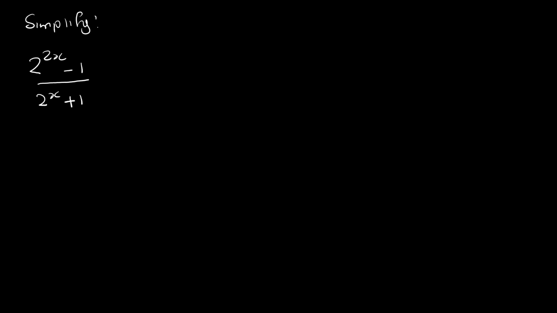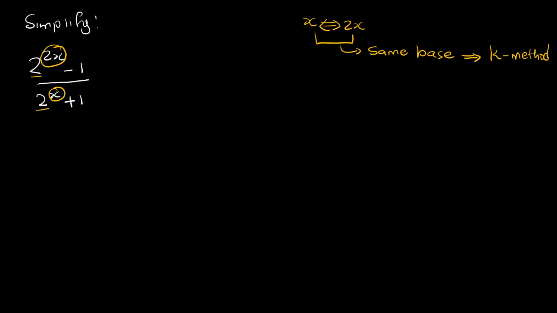Remember what we discussed in the previous lesson? We said that if we see 2 to the power x and 2 to the power 2x, and these two have the same base, this tells you that this is the K method. So we can see that this is the K method.